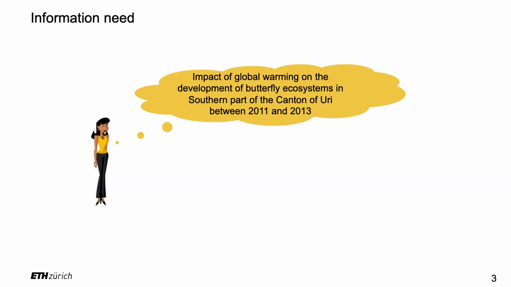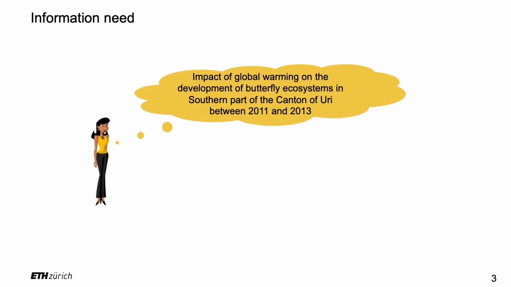An information need, as I said, is whatever happens in your brain. If you're lucky, you even have the English formulation. In some cases, you might not even have the English formulation. You just have a vague feeling for what you're looking for. But let's imagine that Alice right here has an idea of what she's looking for, and she's looking for the impact of global warming on the development of butterfly ecosystems in the southern part of the canton of Uri between 2011 and 2013, probably for her PhD thesis.